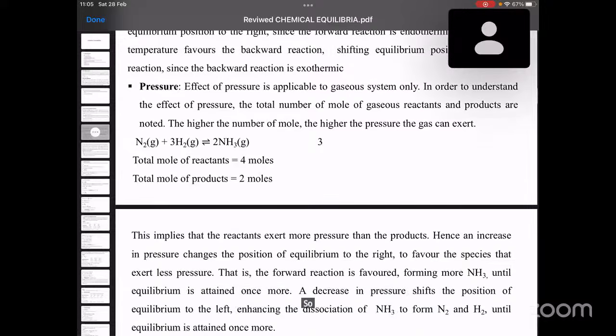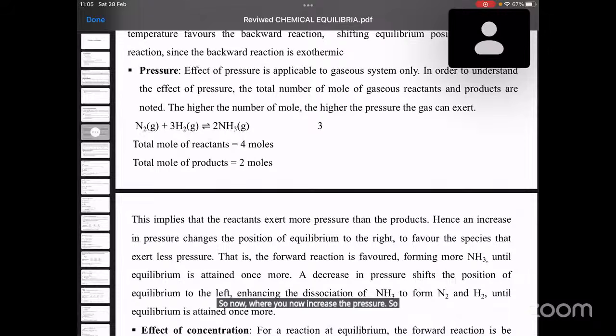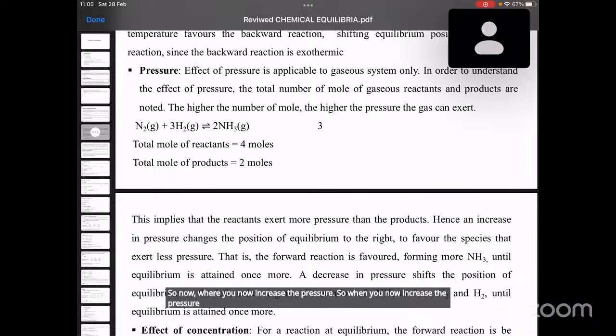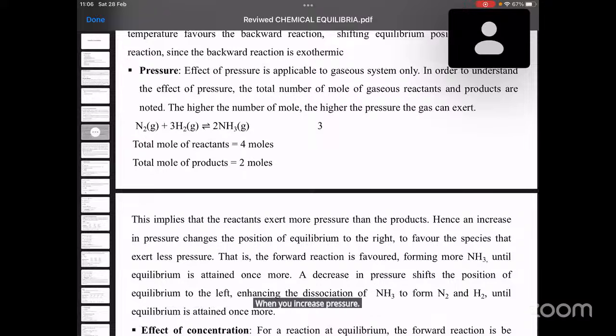So now, when you increase the pressure, what it means is that the equilibrium will shift more to the right, because that is what is exerting less pressure on the system. So when you increase pressure, the equilibrium shifts to the right. When you increase pressure, the equilibrium favors the side that's exerting less pressure.